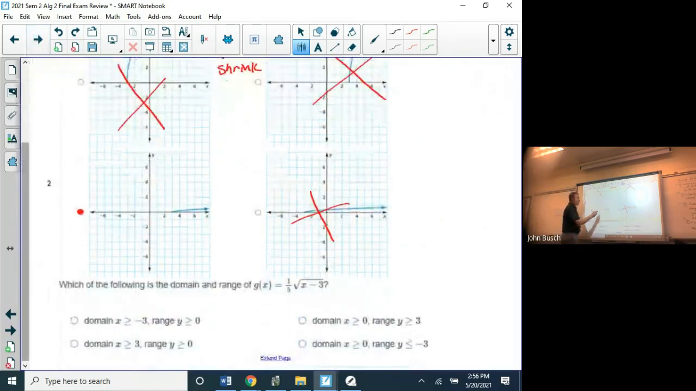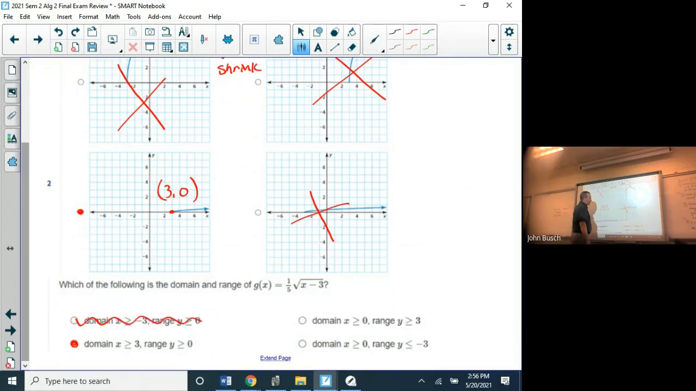Again, with this endpoint at 3, 0, the domain uses the 3, and the range uses the 0. So the domain is greater than or equal to 3 because it goes to the right, and the range is greater than or equal to 0 because it's going up.